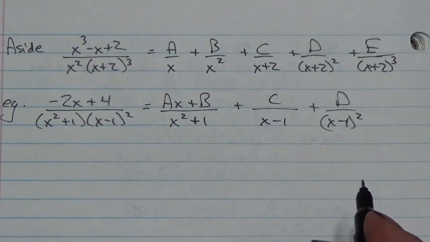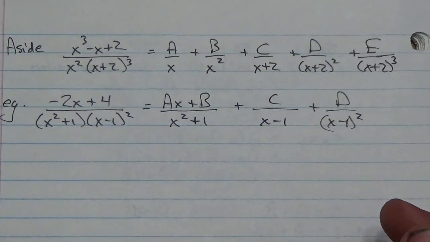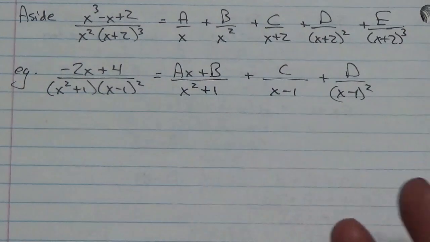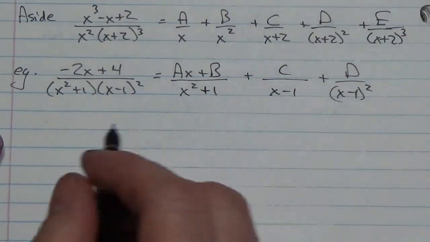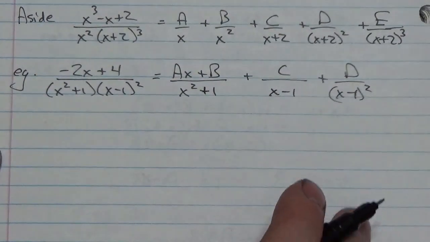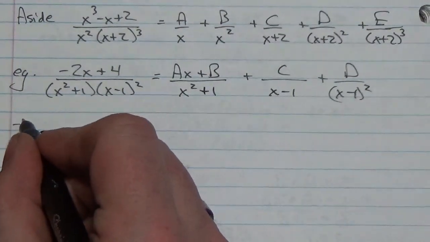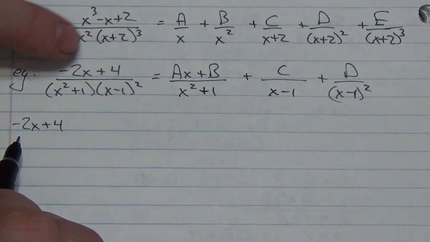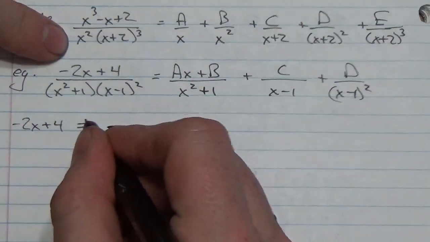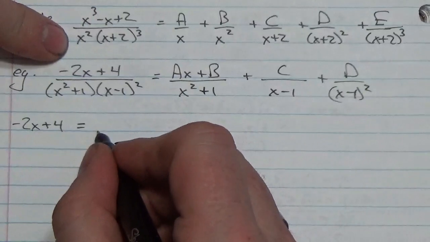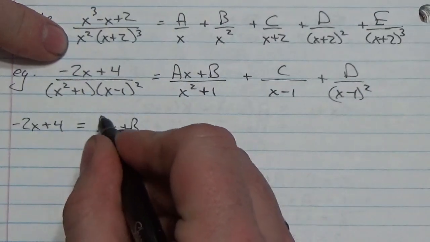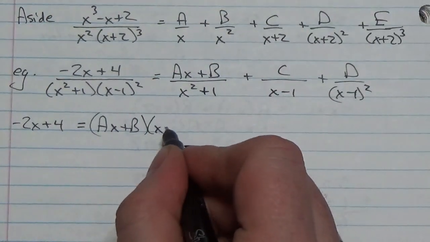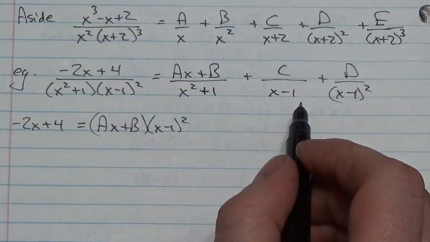Now, when I get my denominator, I'm going to multiply all those denominators together. So what is that going to look like in the numerator? Well, this is going to get a little bit long here, so just bear with me. To start off with, I know that this is going to equal negative 2x plus 4, I should say. That's my numerator. And now here we go. It's going to be this ax plus b, and that is going to end up multiplied by x minus 1 squared.